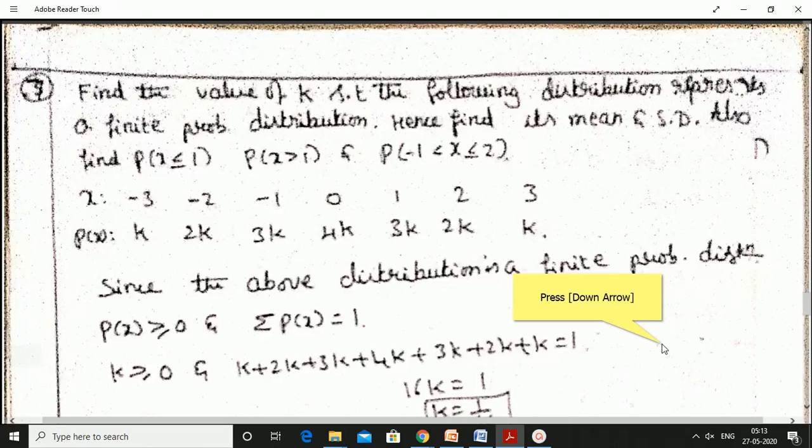Random variable is a function that assigns a real number to each sample point in the sample space according to some rule. Next is the probability function. For each value taken by the random variable, we can assign a real number p of x or p of xi such that p of xi is always greater than or equal to 0 and summation of p of xi is equal to 1. Then the function p of x or p of xi is known as the probability function.